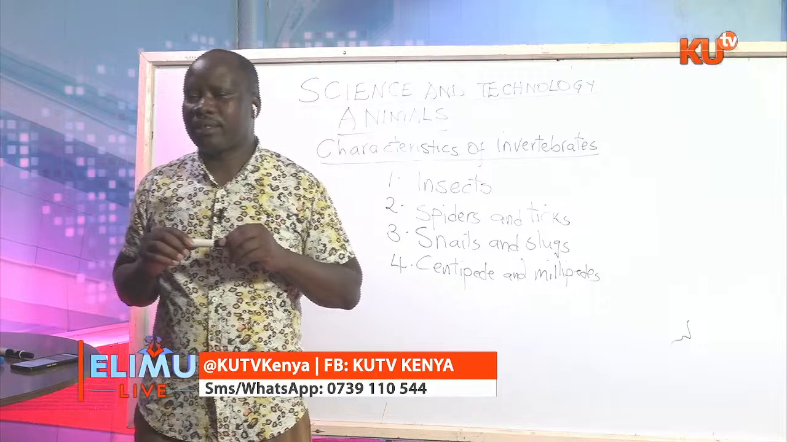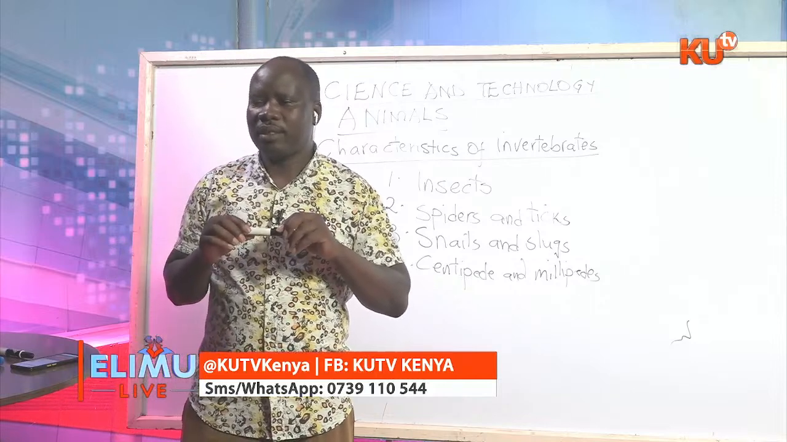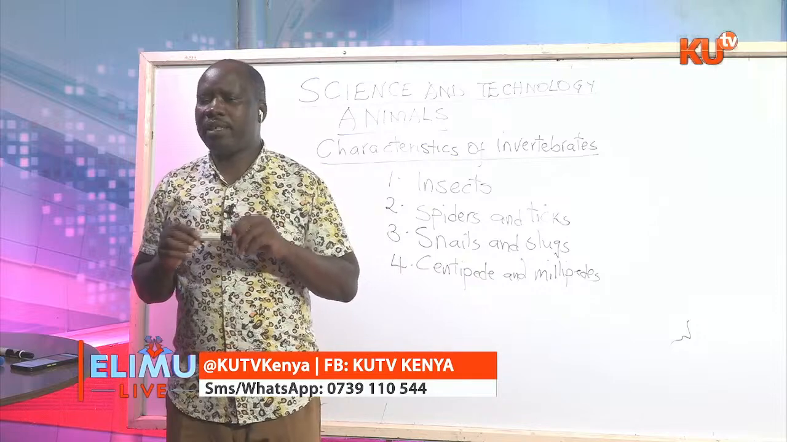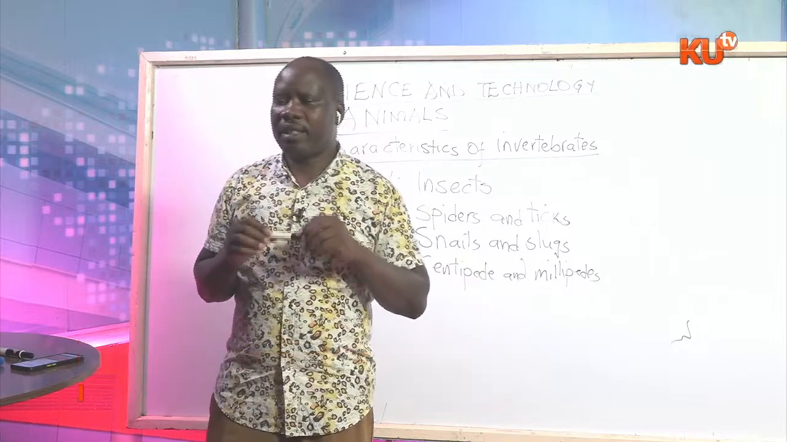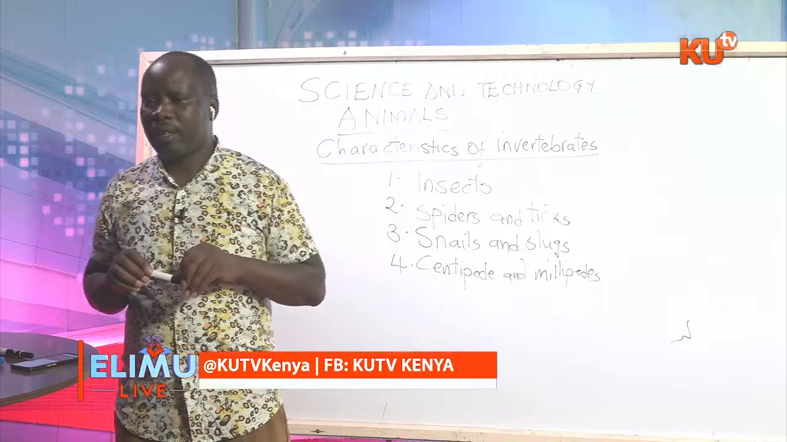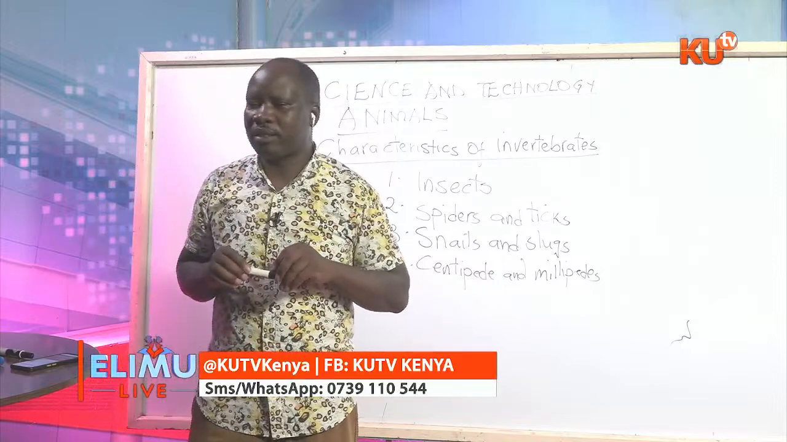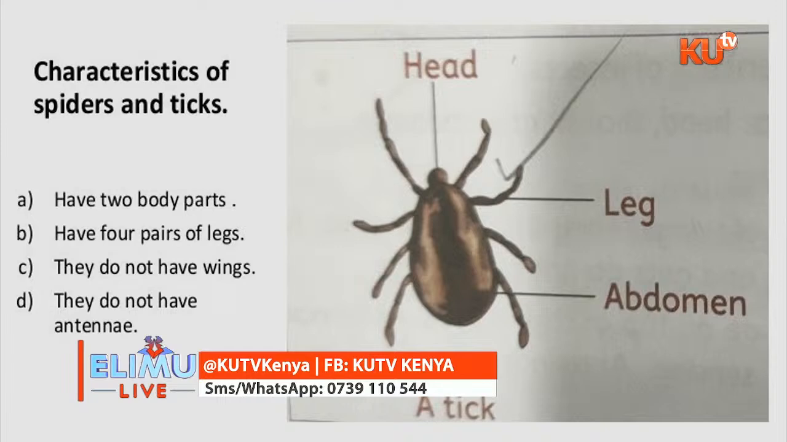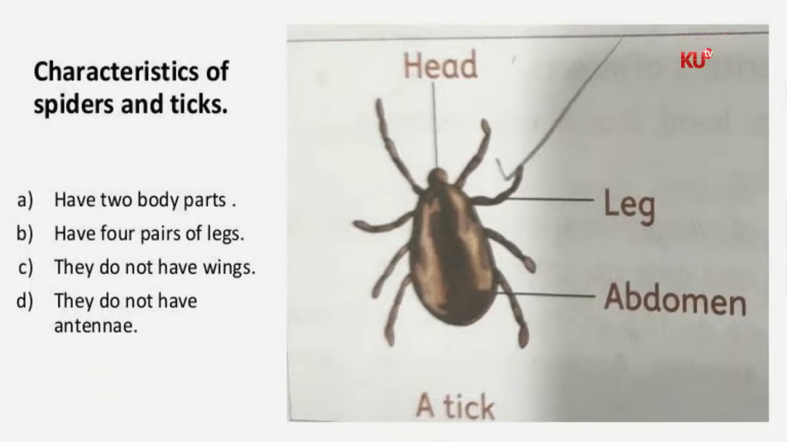Under spiders, characteristics: 1, the body of a spider or a tick is divided into 2 parts. And which are these 2 parts? The head and the abdomen. Yes, you can see there we have a diagram of a tick. The body is divided into 2 parts, the head and the abdomen. Remember, in insects, it was 3 parts. Here we have only 2 parts, the head and the abdomen.